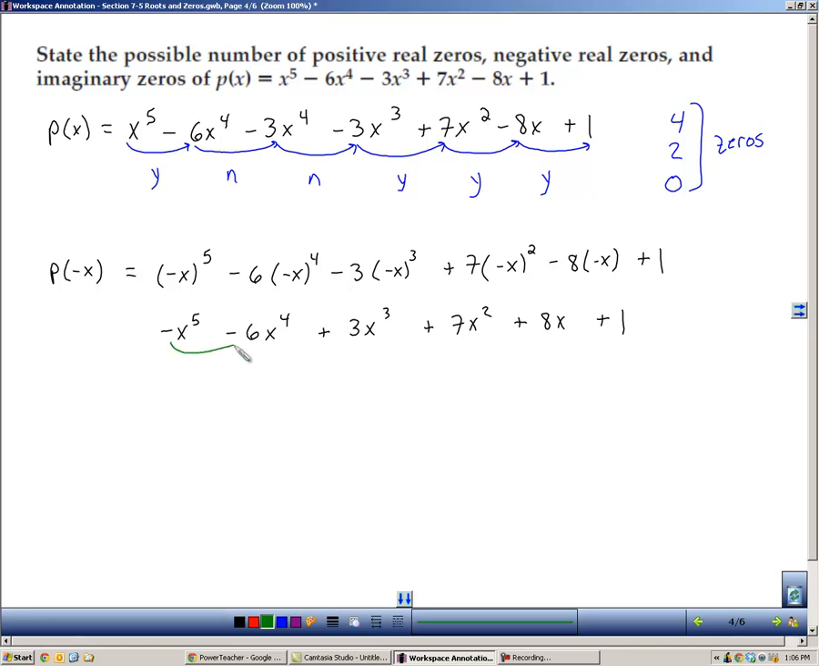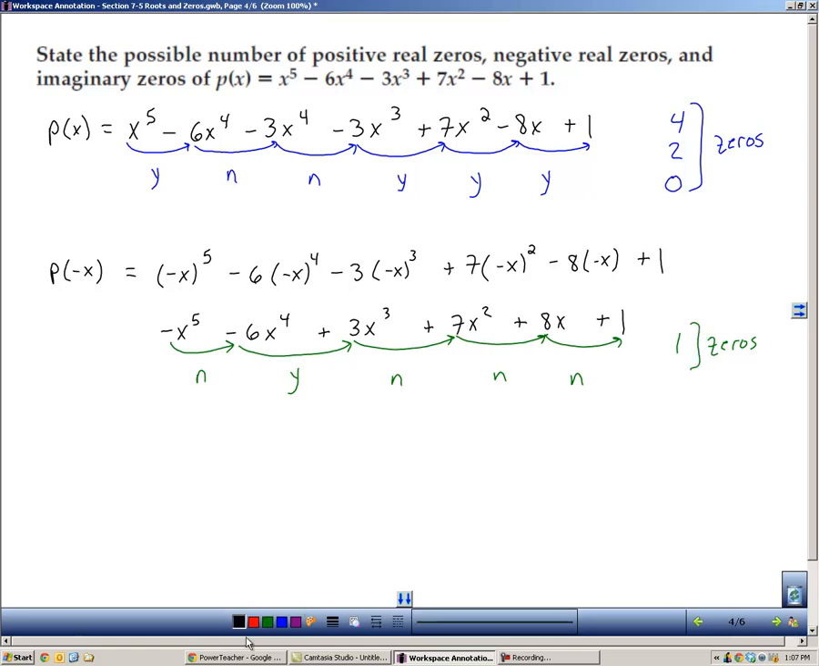So here we have a negative going to a negative, so that does not change. A negative going to a positive, so that's a change. Positive to positive is not. Positive to positive is not. And finally, positive to positive is not. So that means there's going to be 1 root that's negative. So we have 4, 2, or 0 that are positive, and we have 1 root that's negative.